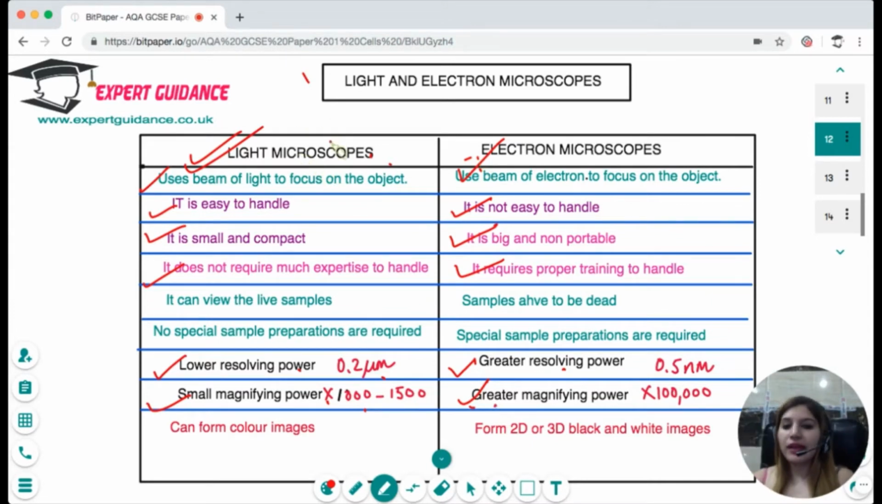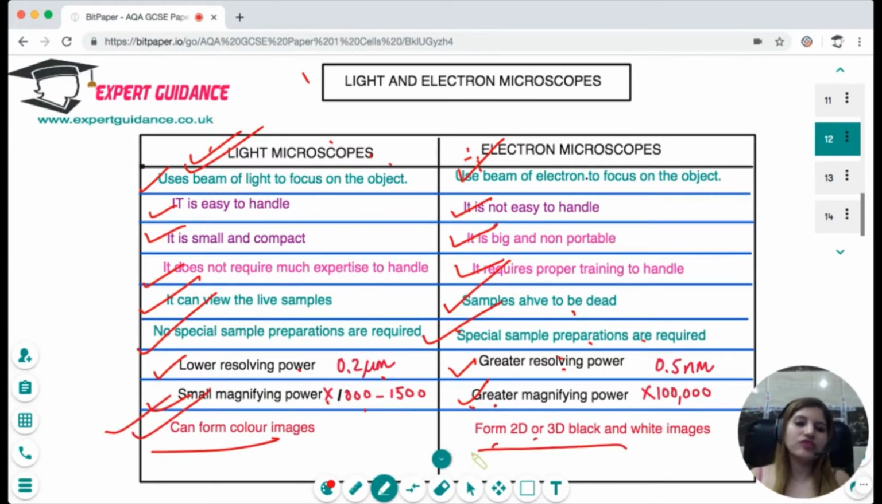But for the light microscopes, you can view the live samples and you do not require special preparation of the samples. But for the electron microscopes, the samples have to be dead, and we require some special sample preparations. Light microscope, we can just see the color images. We can stain the sample and see the color images. Whereas electron microscope, it can form 2D and 3D, but the images are black and white.